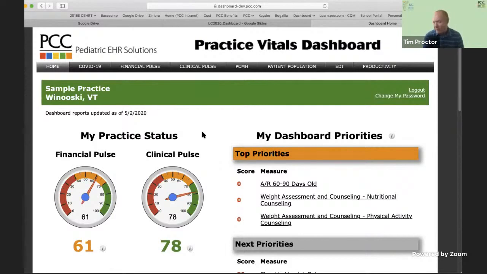See if there's measures in here. If you see a measure that you have a question about, contact your CA, talk to us about it. Let us know if you have questions on how it's calculated or what you can do to make improvements. That's definitely stuff we want to be able to address with you.